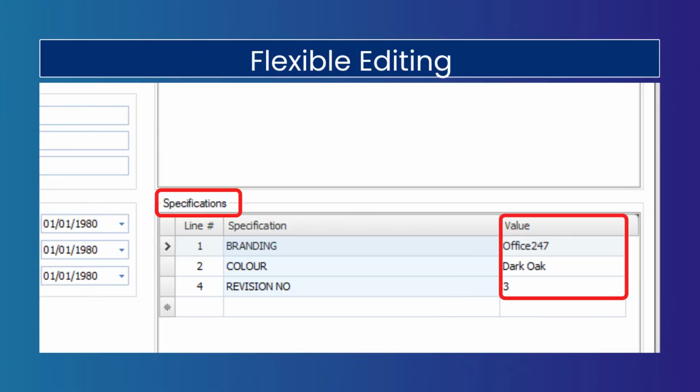Sometimes things change on the fly. If you need to use a different color for just this one specific production run, you can edit the values directly on the works order. This gives you flexibility without having to change your master recipe.